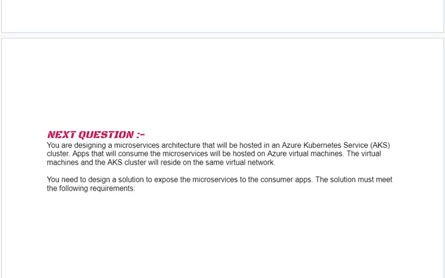Question is, you are designing a microservices architecture that will be hosted in an Azure Kubernetes Service (AKS) cluster. Apps that will consume the microservices will be hosted on Azure virtual machines. The virtual machines and the AKS clusters will reside on the same virtual network. You need to design a solution to expose the microservices to the consumer apps. The solution must meet the following requirements.